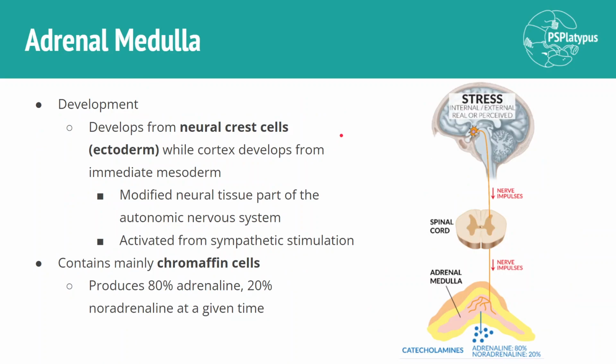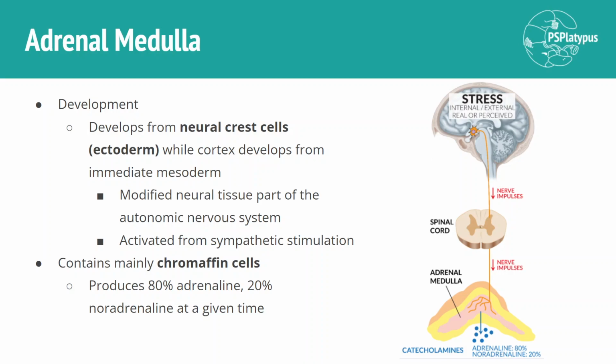Starting off with the adrenal medulla, this stuff you don't need to know in too much detail, but it helps to give a little bit of context. The medulla develops from neural crest cells, while the cortex develops from something else, right? So these two things have different cells in them of different embryonic origin. So the means by which the medulla and the cortex activate are different.